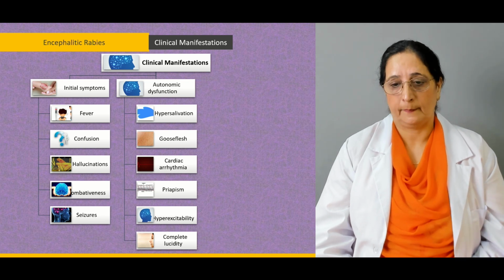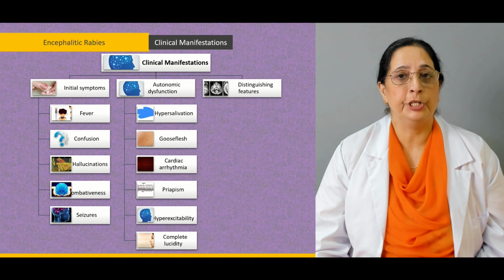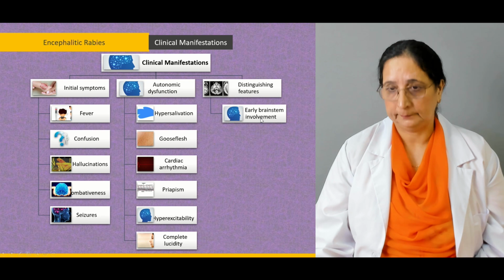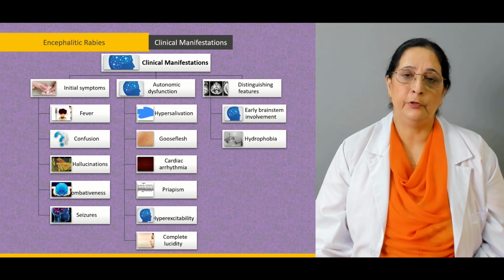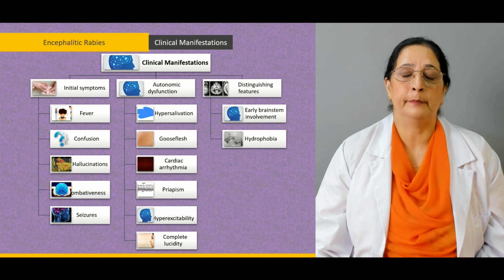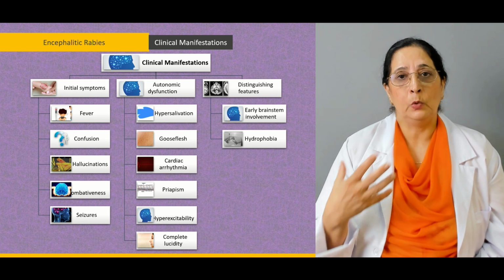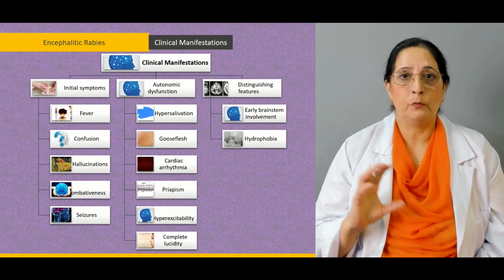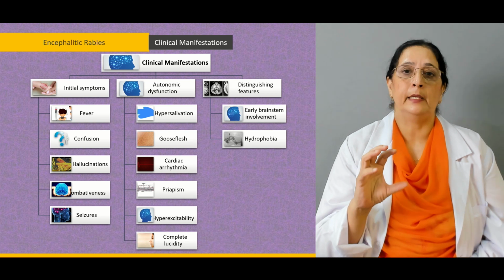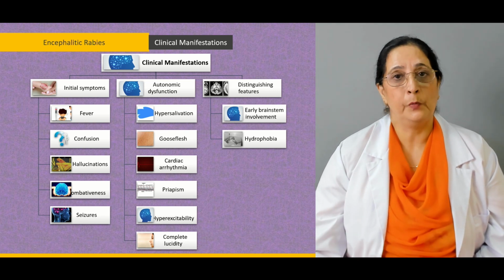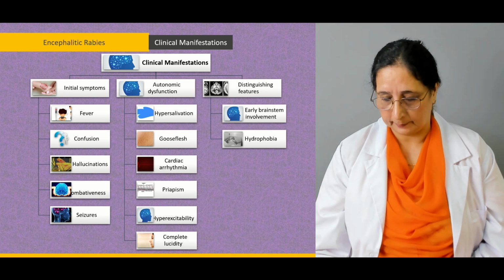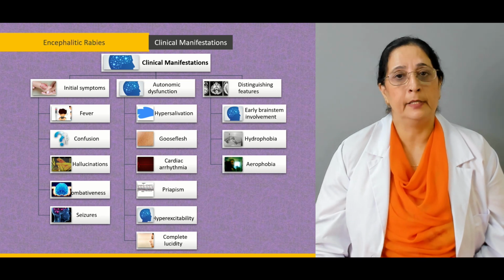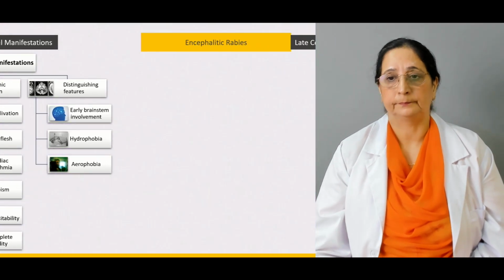Complete lucidity. Then some distinguishing features: we have early brainstem involvement. Hydrophobia. Hydrophobia is very characteristic of the patient with rabies. When they go near the water, they have fear of water, they run, they shout, whatever is their reaction, but they have fear of water. Phobia is fear, hydro is water. Aerophobia, aero is for the air, so they have the phobia of that also.